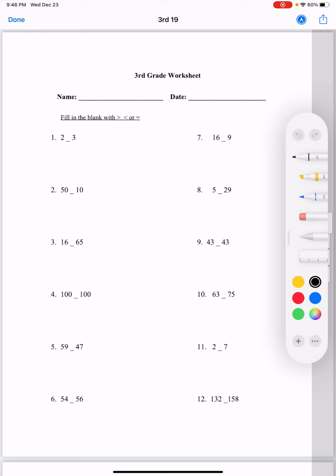My name is Christy and this is the Lesson 18 worksheet for YLOC. The first worksheet asks us to fill in the blank with greater than, less than, or equal to.